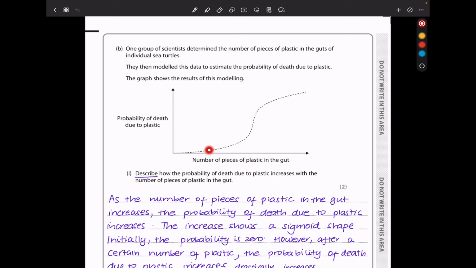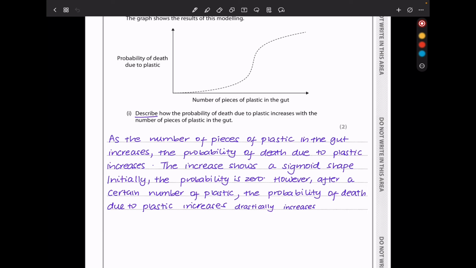This is similar to a sigmoid shape, meaning initially, as the number of plastic pieces are fewer, there is less death or less probability of death. And as we reach a certain number, we see there is an increase. And over time, it kind of levels off as well.